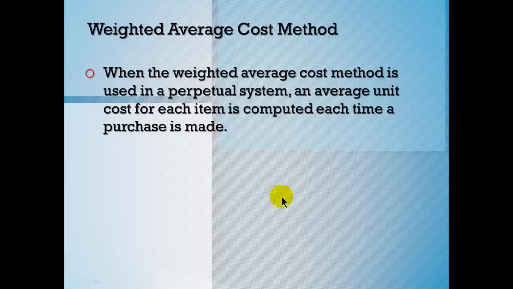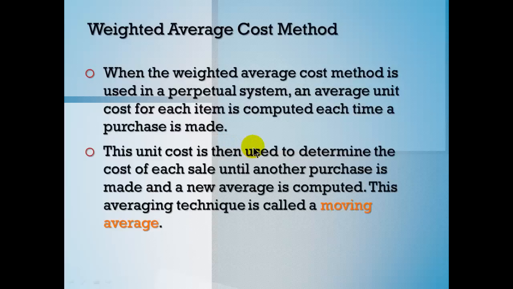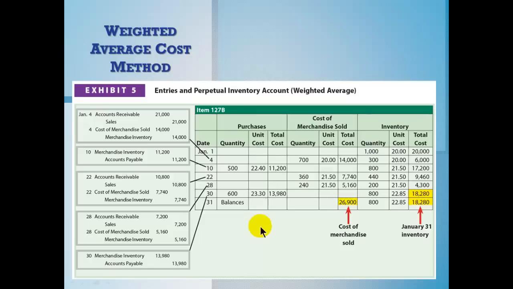Weighted average cost, what's that all about? Well, under weighted average, in a perpetual system, you compute an average unit cost each time that you make a purchase. The unit cost is then used to determine the cost of each sale until another purchase is made, and then you compute a new average. And thus it's also called a moving average. Now, this illustrates what happens using the same data and the same tabular format as we had under FIFO and LIFO, except now we use a weighted average cost. And as you might expect, you're going to end up with a number kind of in the middle between what you got under FIFO and what you got under LIFO, because it's going to be blended.